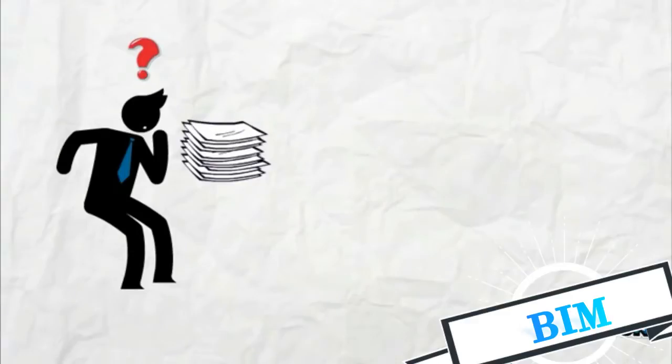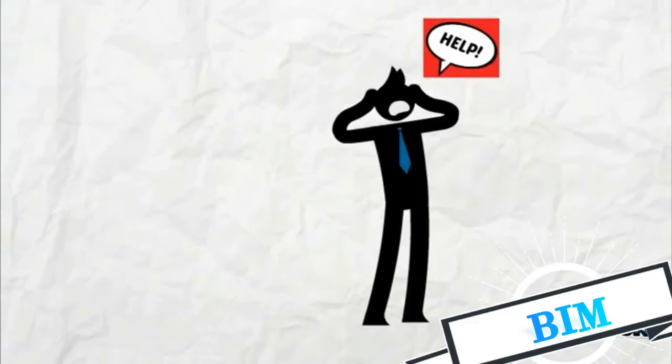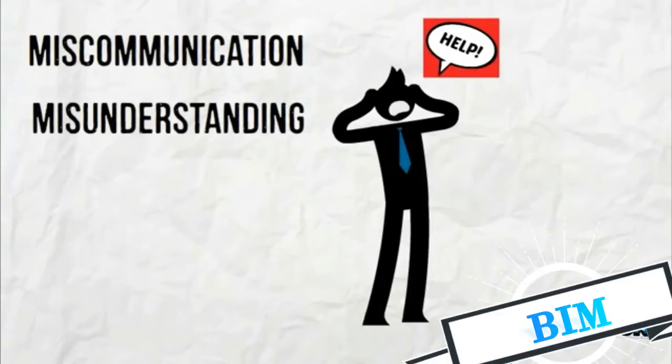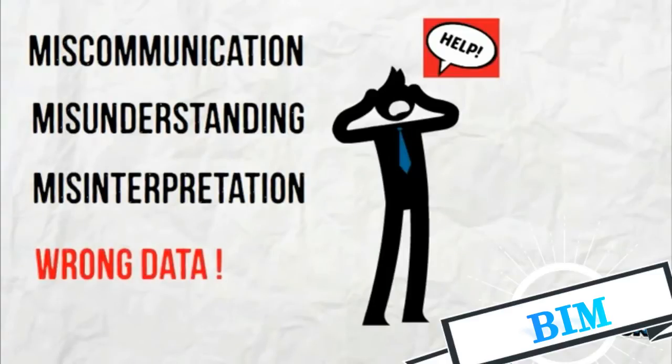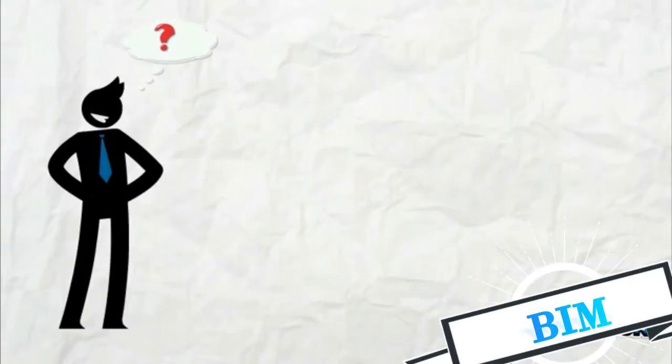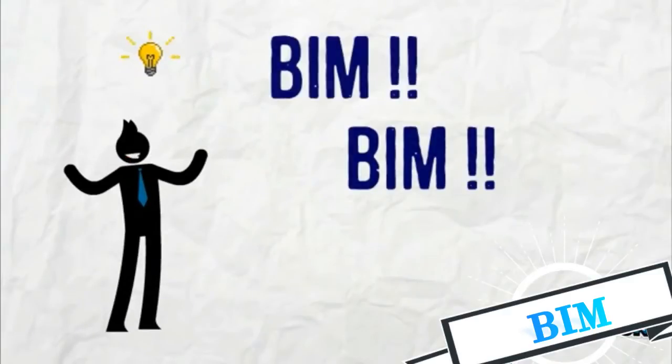The 2D models mostly relied on human interpretation and visualization skills, thus resulting in miscommunication, misunderstanding, and misinterpretation. What follows is wrong data. The society intensely thought about how to resolve this convoluted situation. Ta-da! BIM, BIM, BIM!